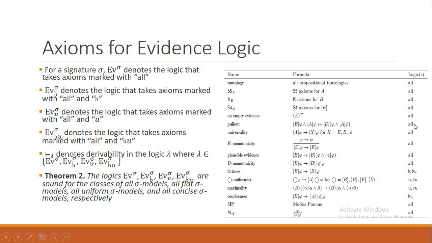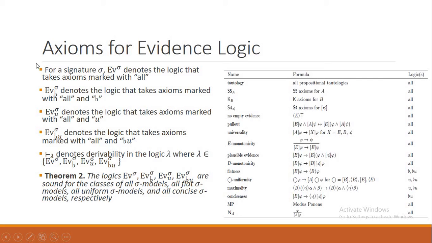And as you can see, they have labels here on the right. Some are labeled with all, some with this small b, some with bu, some with u. These labels just tell us which of these axioms we should take in our inference system, depending on what type of models we're talking about. If we're talking about general models, with no assumptions about them, then we should take all the axioms labeled all. If we're only talking about flat models, then we should take the axioms that have this small b symbol. This is actually a musical note, and it's called flat. I think this is a clever use of notation, that axioms that should be taken for flat models are labeled with the flat symbol.